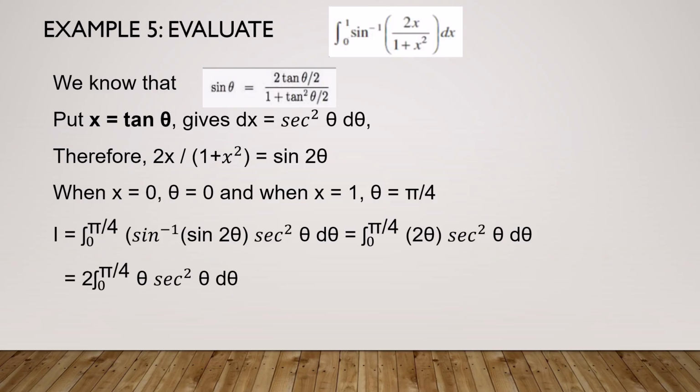So now our original integral will become the integral from 0 to pi by 4 of sine inverse of sine 2 theta into dx. What is dx? Sec square theta d theta. So now it is the integral from 0 to pi by 4. Sine inverse of sine is just the angle, which is 2 theta over here, into sec square theta. So now it is 2 into the integral from 0 to pi by 4 of theta into sec square theta d theta.